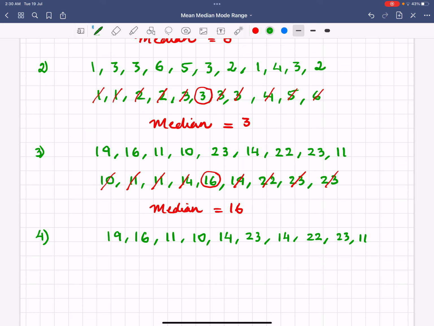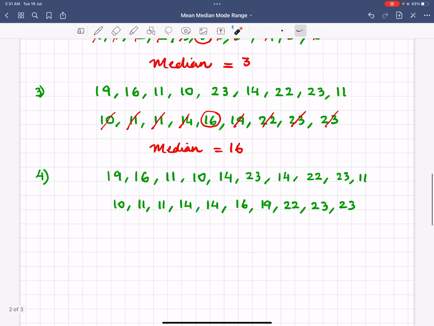Let's write them in ascending order or from smallest to largest. We have 10, 11, 11, 14, 14, 16, 19, 22, 23, and 23. So here again we have 1, 2, 3, 4, 5, 6, 7, 8, 9, and 10 numbers.